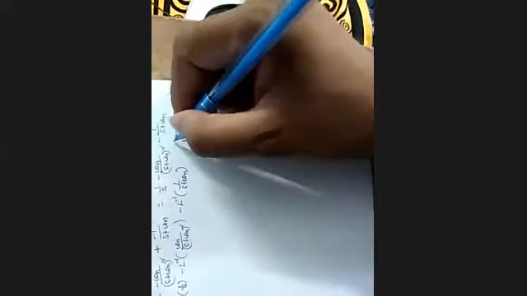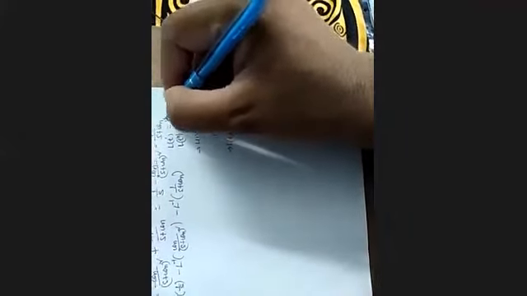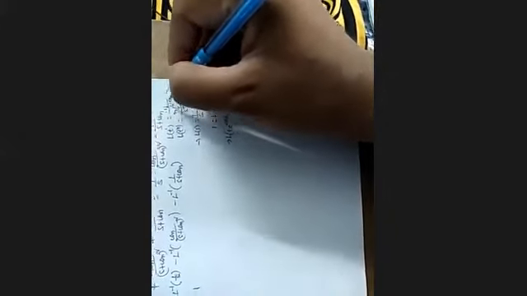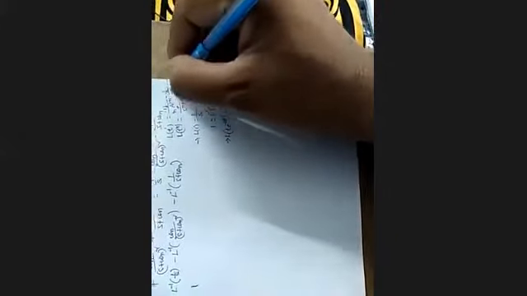So Laplace of t means t power 1, which is equal to 1 factorial by S power 1 plus 1. It means 1 by S square. So here we will get simply the square of the value, that is 1 by S plus a whole square.